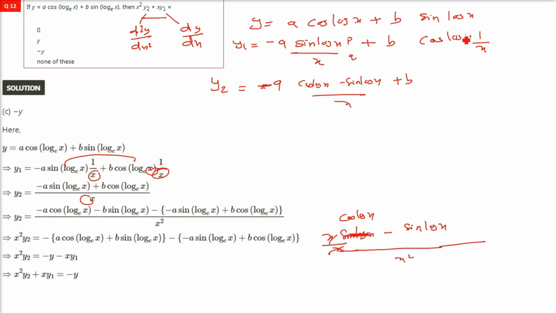Plus b. Now cos log x divided by x, I'll do it here. Again x square in the denominator, x I'm writing like this. Derivative of cos log x is minus sin log x. Differentiation of log x will be 1 by x. Then we have minus cos log x, as already done. Differentiation of x is going to be 1.